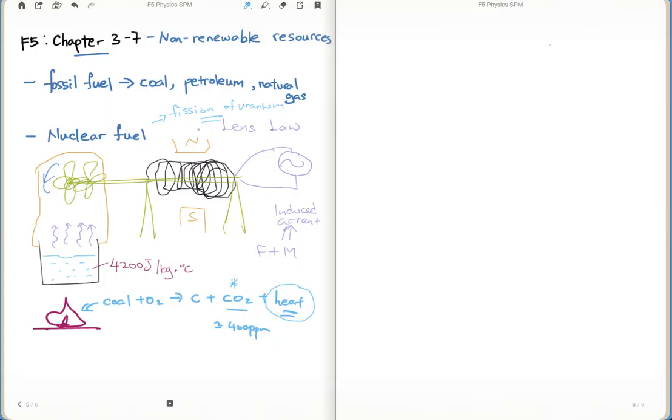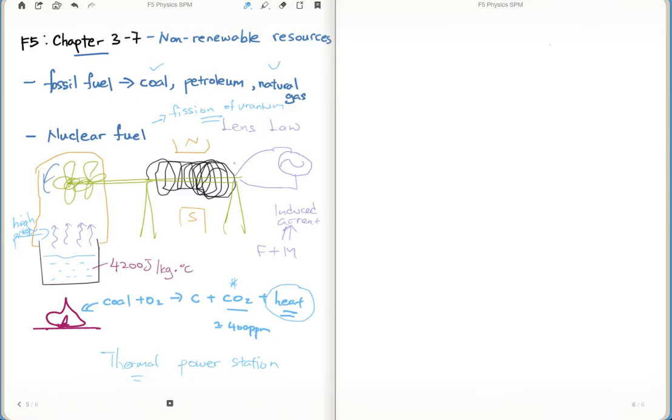Then the heat released in the fission process produces high pressure steam. And this high pressure steam is used to turn the turbine, and the turbine drives the generator, just like what happens in the thermal power station. Whenever you have thermal, it means heat. In order to use heat to generate power, you need to burn something, and that something is normally coal or natural gas in Malaysia.